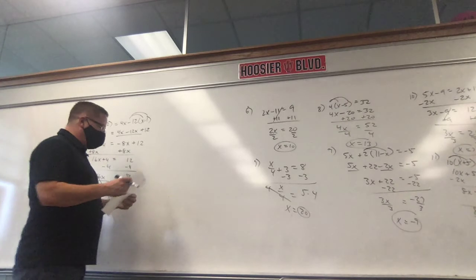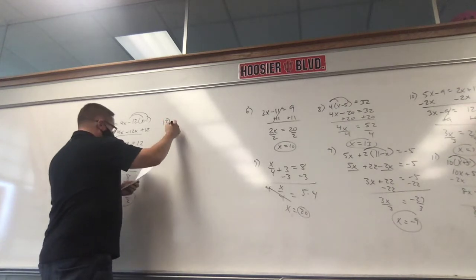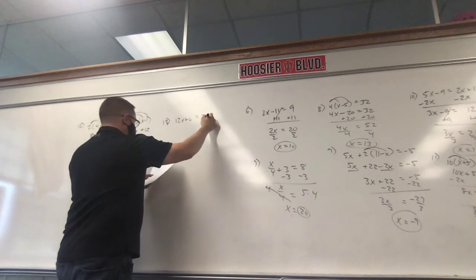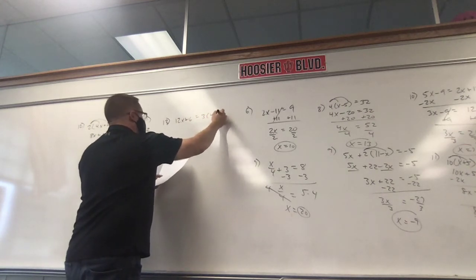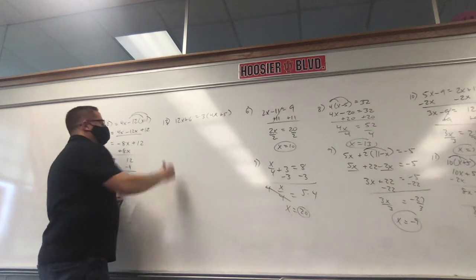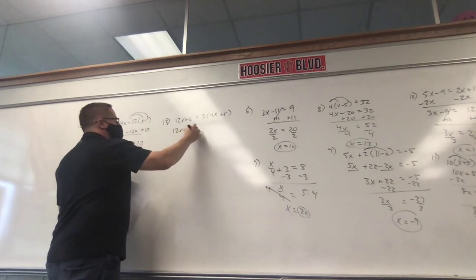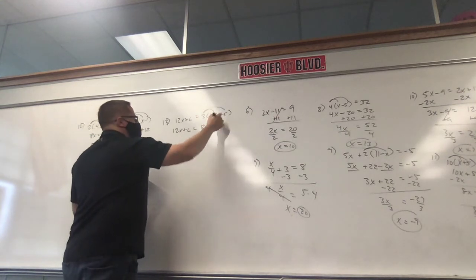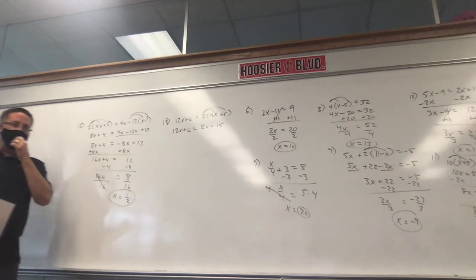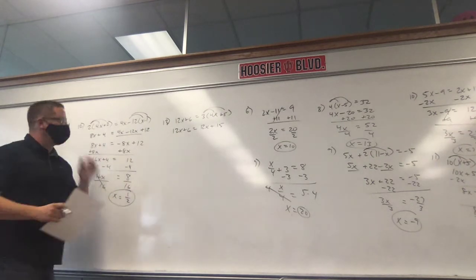Okay, number 13. This one should be a quick one. Looks like all the other ones, but it's a little bit different. 4x plus 2, okay? We're going to distribute. So we have 12x plus 6 equals 3 times 4 is 12x, plus 3 times 5 is 15. We're supposed to get rid of the smaller x, but they're the same, so it really doesn't matter which one to get rid of.